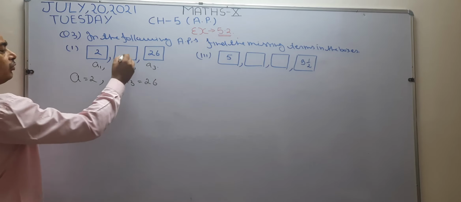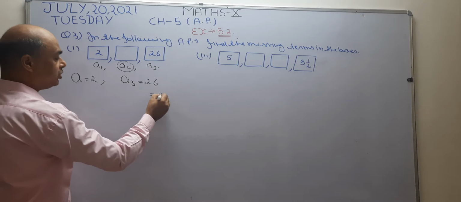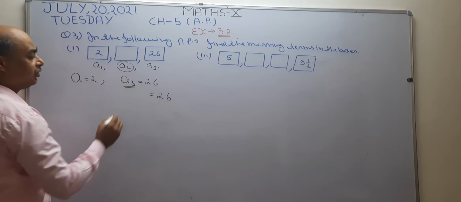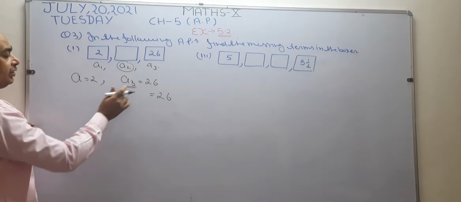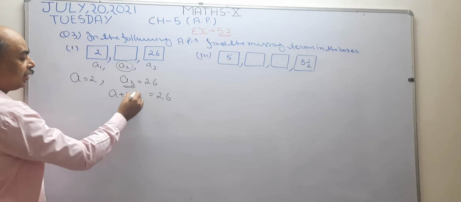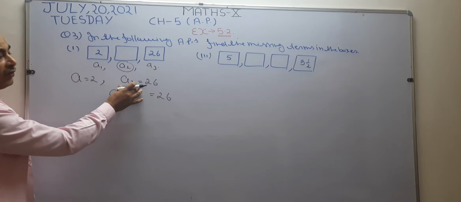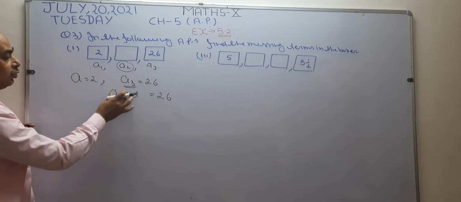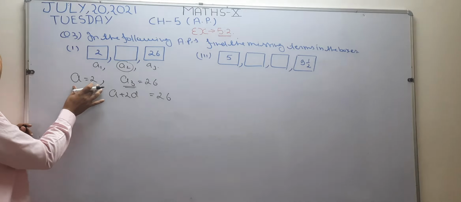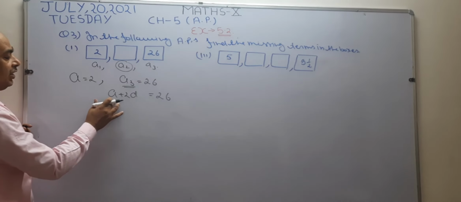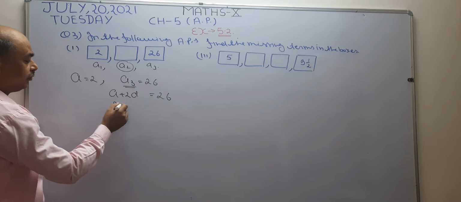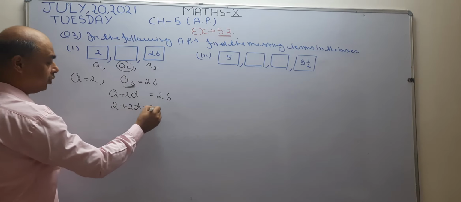Okay. Now A equal to 2 is going to remain the same. 26 is going to remain the same. Instead of A3, what do we write? We can write A plus 2D. I write the formula for finding the third term of an AP. The formula for the third term of an AP is A plus 2D. Now the value of A is given, so I want to substitute the value of A in this equation. So this becomes 2 plus 2D equal to 26.